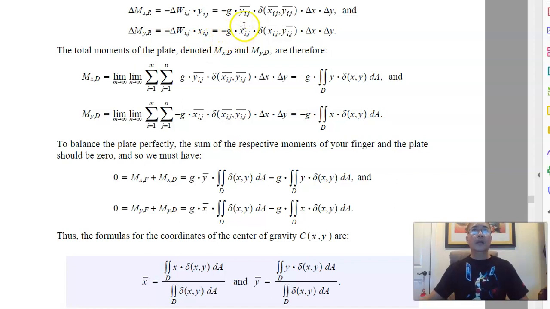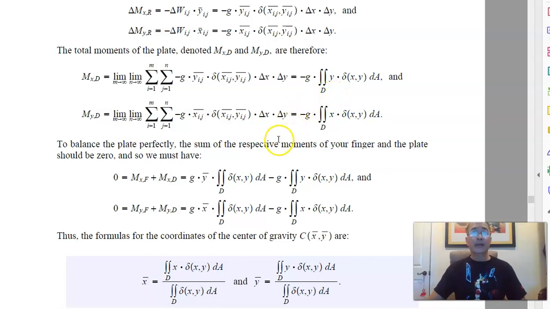Same principle. We need the weight of each little rectangle multiplied by its distance from the corresponding axis. From the x-axis, the distance is yij bar. From the y-axis, the distance is xij bar. These two are exactly the same except for the distances. Of course, the total moments are what we are interested in, and as usual, they turn into, tada, a double integral. We add up all of the contributions, we take a double limit, it turns into a double integral.